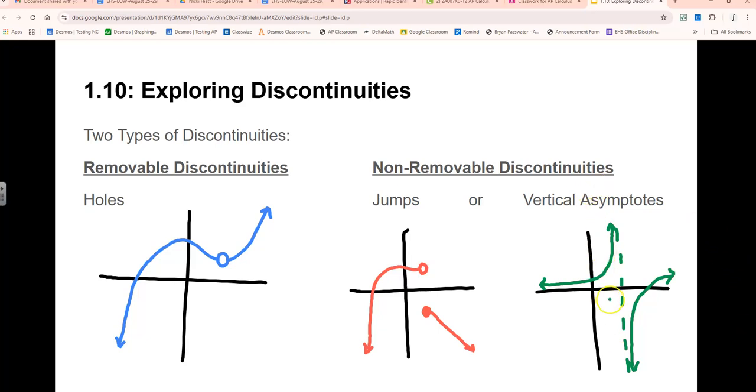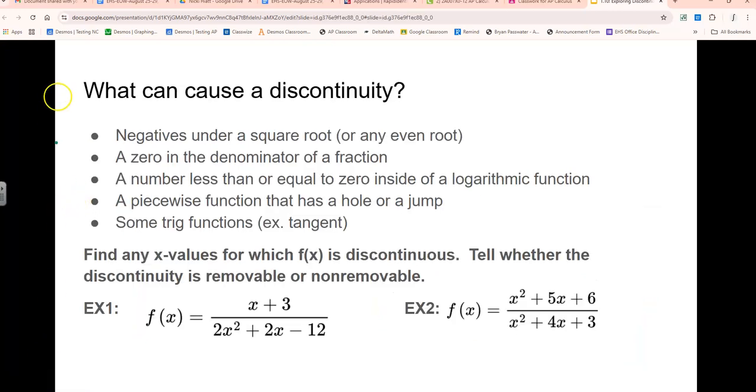These non-removable discontinuities are non-removable because it would take a lot more than a single point to fix it, right? You'd have to move the graphs together. Vertical asymptote, there's not much you can do with that, so they're non-removable discontinuities. These are a lot of times referred to as vertical asymptotes or jumps in the graph on multiple choice questions if they're asking about them for those.